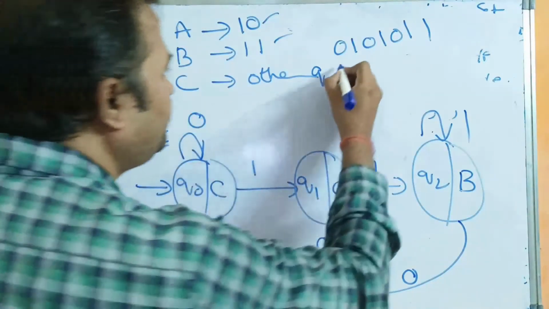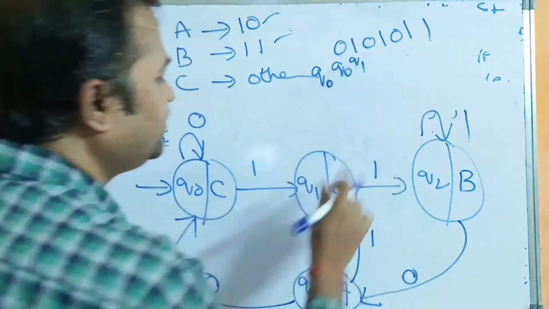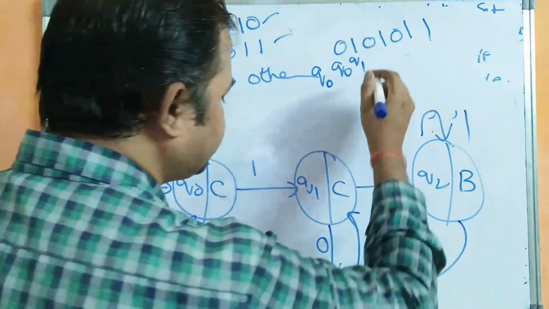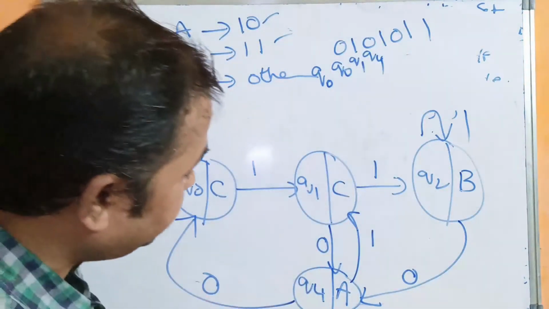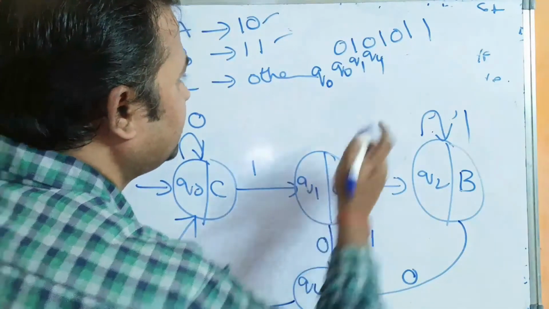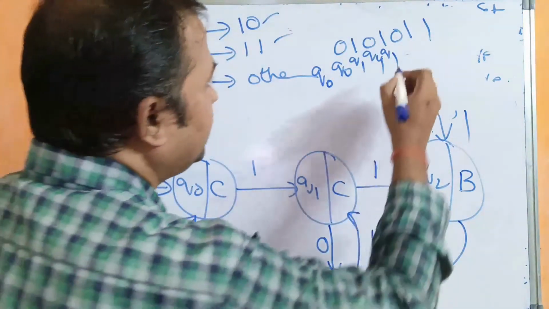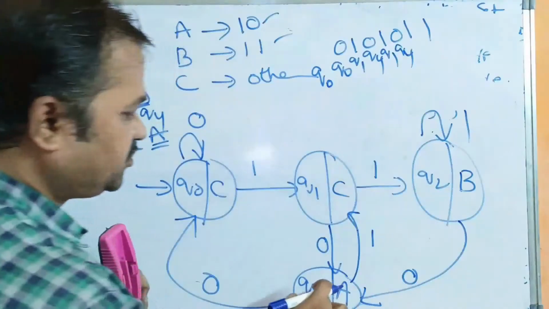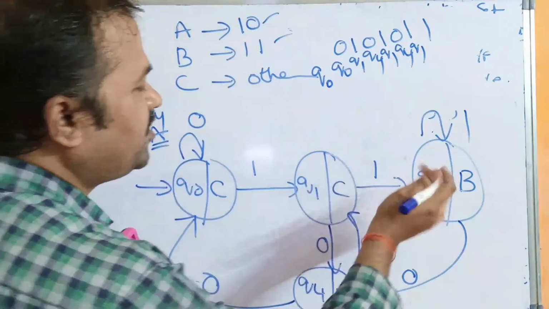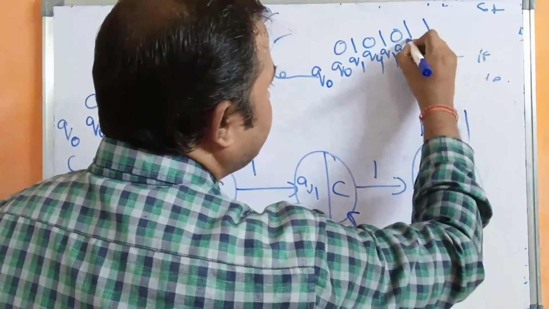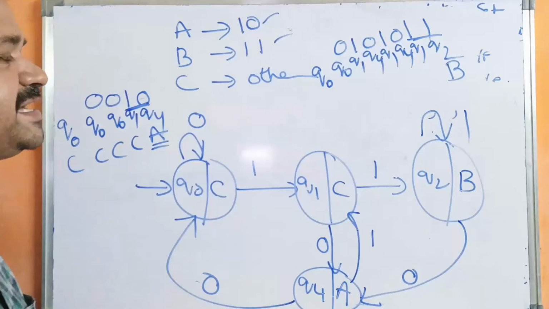So Q0 on 0 means Q0 only. Q0 on 1 means Q1. Q1 on 0 means Q4. Next, Q4 on 1 means Q1. Next, Q1 on 0 means Q4. Next, Q4 on 1 means Q1. Next, Q1 on 1 means Q2. Here the string is ending with Q2. What is the output here? Here we are getting B as the output.